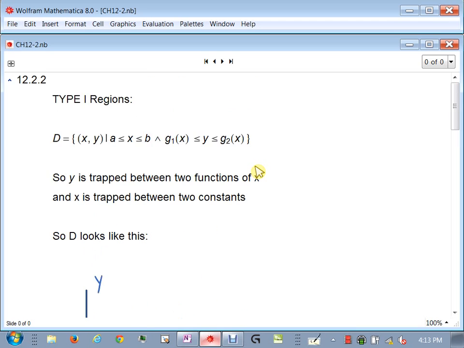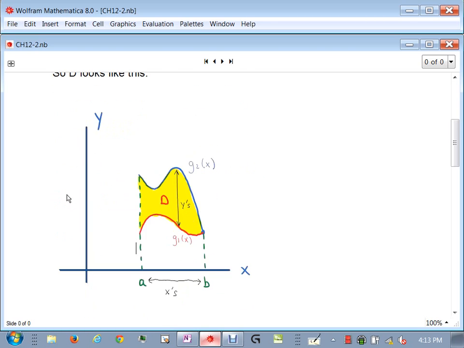So the first region we have is what's called a type 1 region. And what it is is that your x values are still stuck between two constants. So it's kind of like we still have the part of the rectangle, but instead of cutting it off with flat lines on top and bottom, we cut it off with two functions. And those two functions we can call g1 of x and g2 of x. That's what a type 1 looks like.